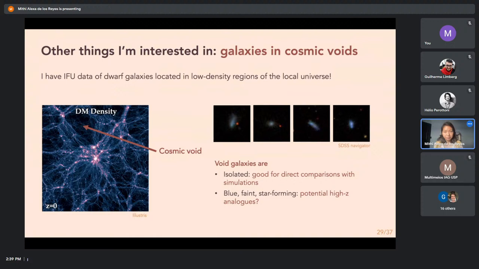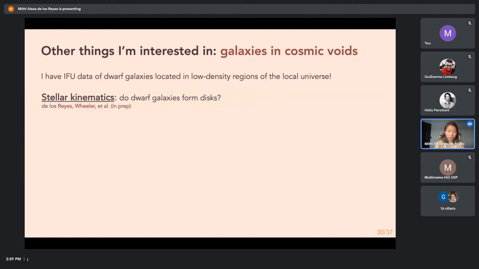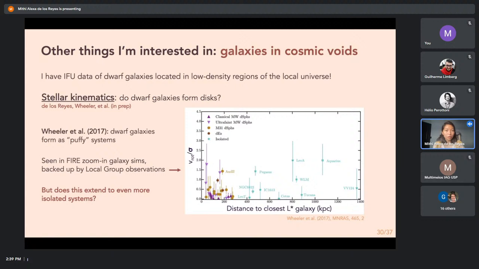But also because, even visually, you can see they're relatively blue and faint. They're relatively star-forming compared to their counterparts in cosmic filaments. And that suggests that they're actually analog galaxies for high redshift galaxies. So I have obtained IFU data for a lot of these dwarf galaxies using the Cosmic Web Imager. And now I'm trying to address questions about the kinematics of these systems. So we'd like to understand whether or not dwarf galaxies form disks, for example.